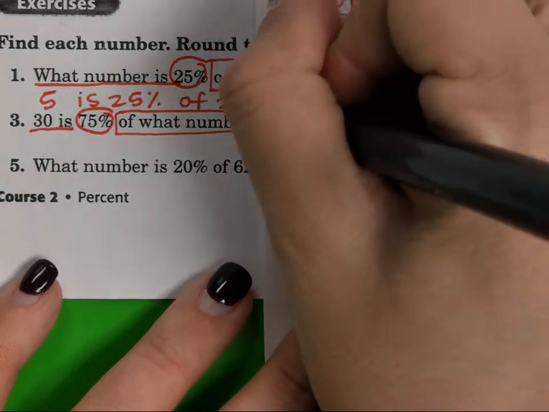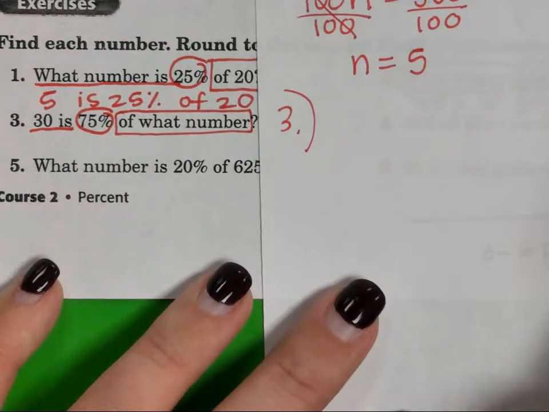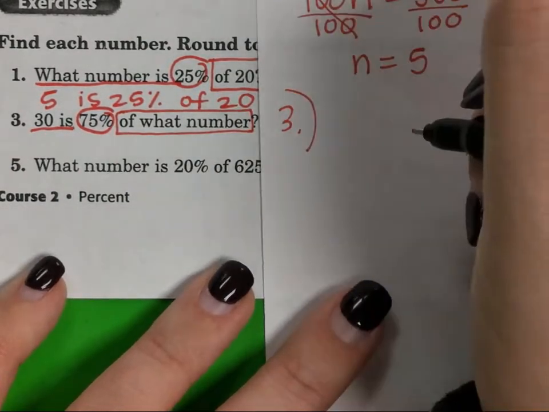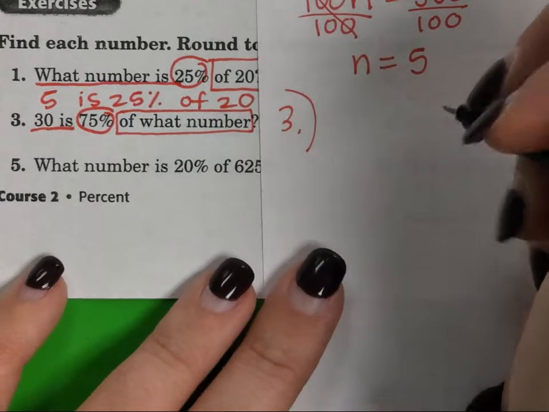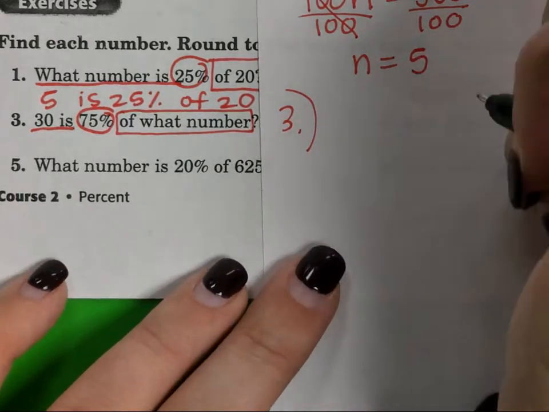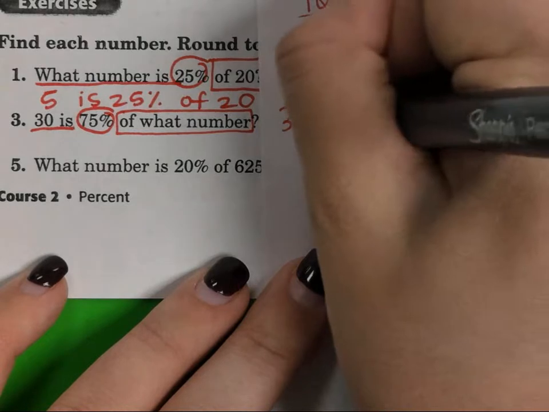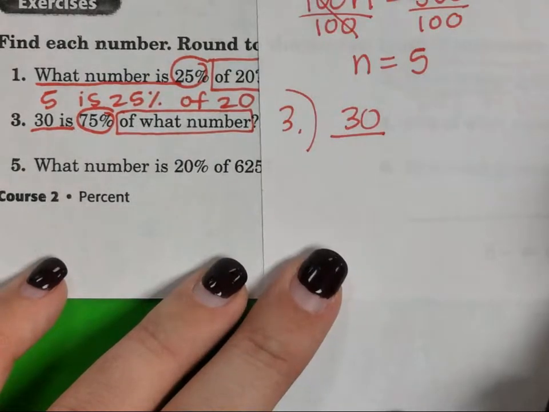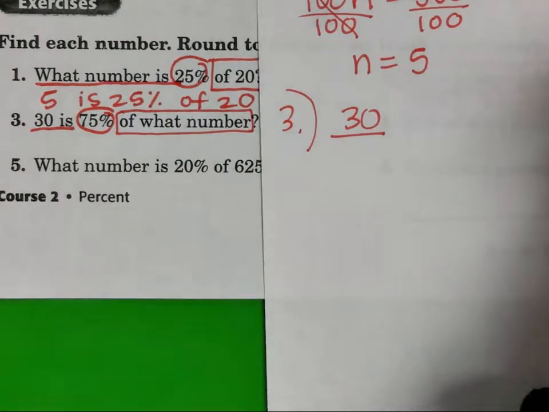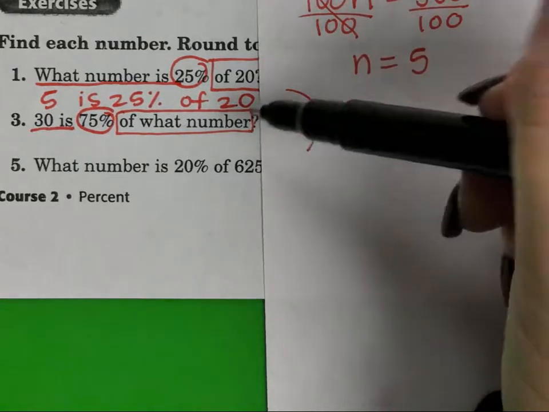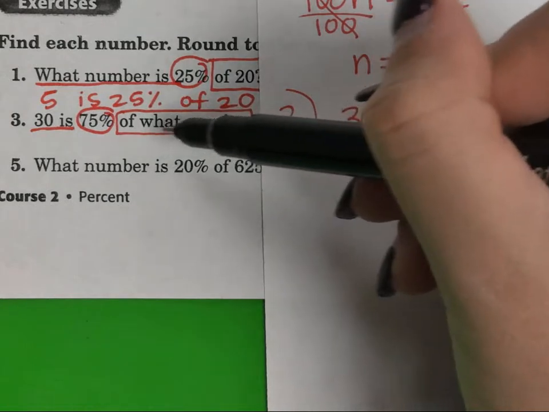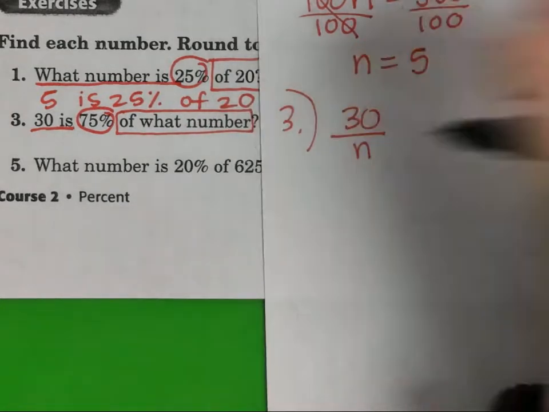Okay, so number 3. So is over of equals percent over 100. So is, what number goes with is? 30. What number goes with of? Do I know what number goes with of? No, so it's a variable.